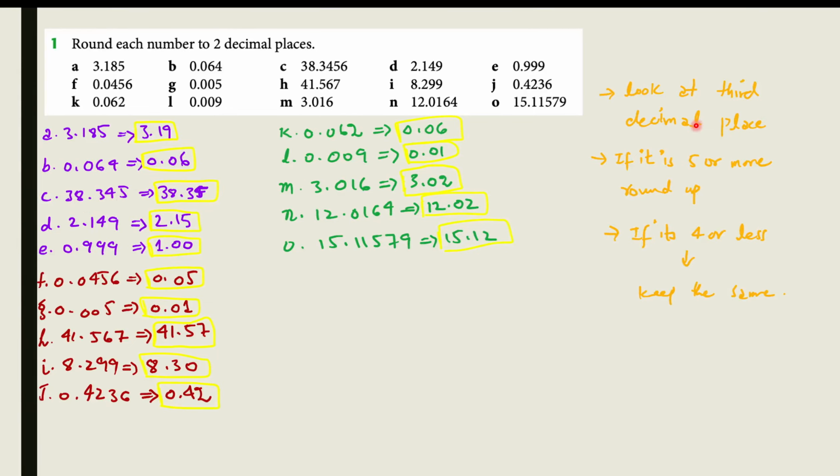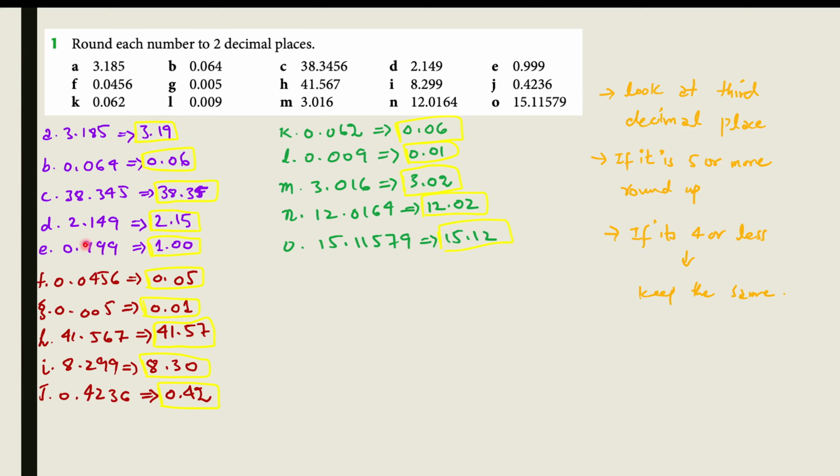38.345. Look at the third decimal place. So third decimal place, we have 5. If it is 5 or more, round up. What do we mean by rounding up? It means we increase the second decimal digit by 1 number. So we will get 38.35 in here, 38.35. After doing this, we remove all the digits after the second decimal place. You see, we are not including this 5.